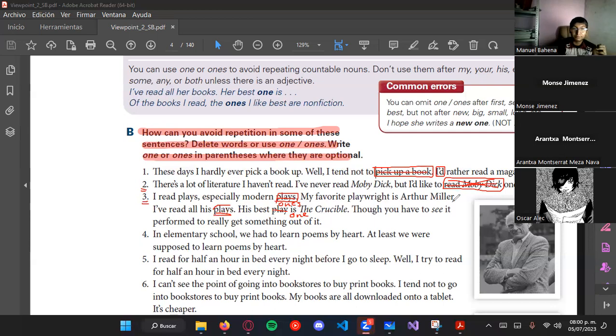Yes. Playwright es como escritor de teatro, entonces. Sí, my favorite playwright. Playwright sí es como un escritor de teatro. ¿De acuerdo? Playwright. ¿Vale? Thank you, teacher. You're very welcome. Sí, la traducción literal sería dramaturgo, como lo encontraríamos en un diccionario. ¿Ok? So, all good, guys? De momento todo bien hasta aquí, chicos?